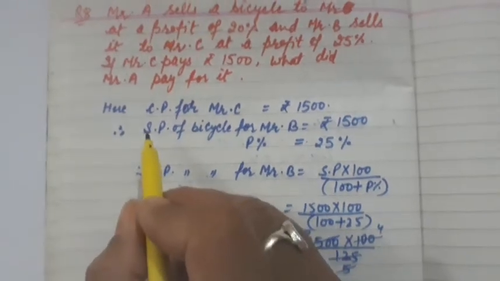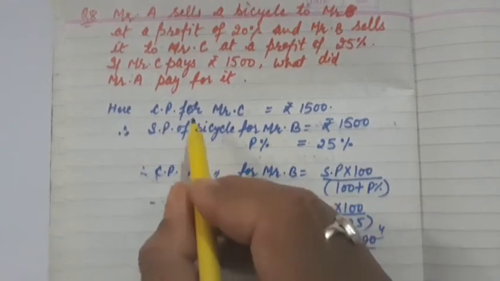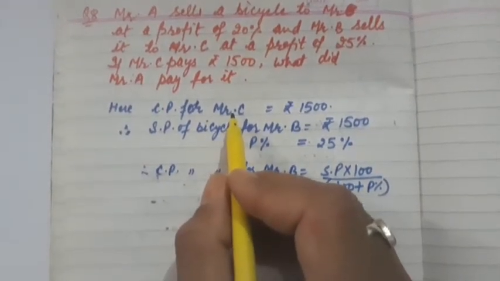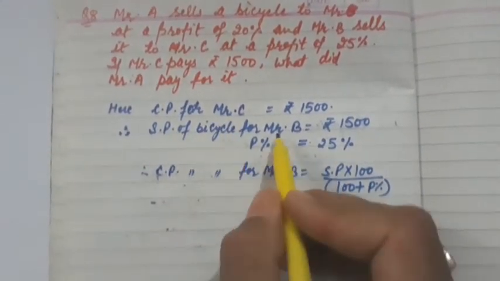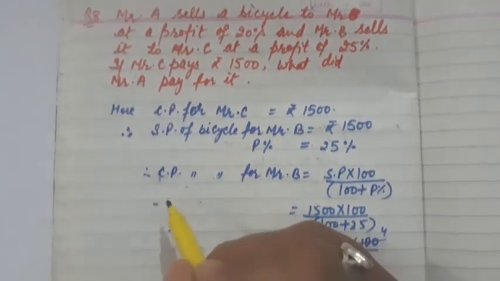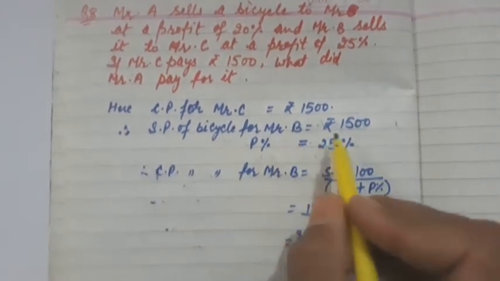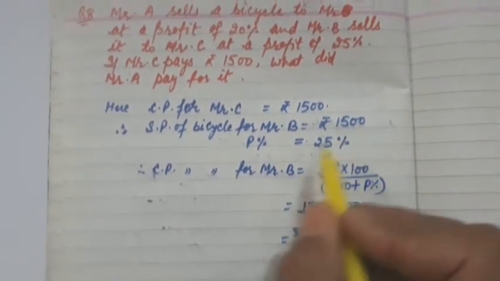Therefore the SP of the bicycle for Mr. B means it is the CP for Mr. C. The CP for Mr. C and SP for Mr. B, both are the same because Mr. B sells it to Mr. C. So therefore the SP of the bicycle for Mr. B becomes equal to 1500.